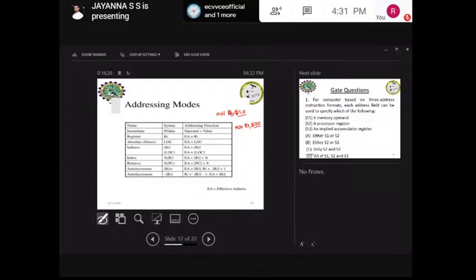Then the second type is register addressing mode. In a register addressing mode, both the destination and the source operand should be registers. Here, for example, add R1 comma R2. So this is an example for the register addressing mode. In this example, you can observe that the source operand and the destination operand are both registers. So that's why we call it a register addressing mode.